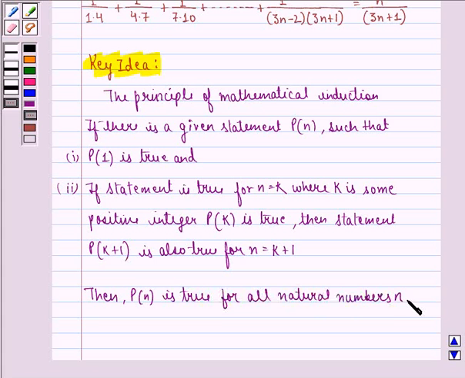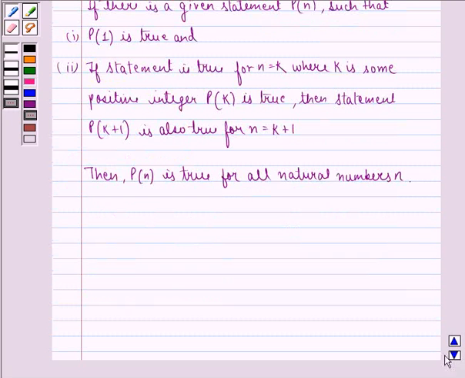Using these two properties, we will show that the statement is true for n equal to 1, then assume it is true for n equal to k, then we prove it is also true for n equal to k plus 1, hence proving that it is true for all n belonging to natural numbers. Now we start with the solution to this question.